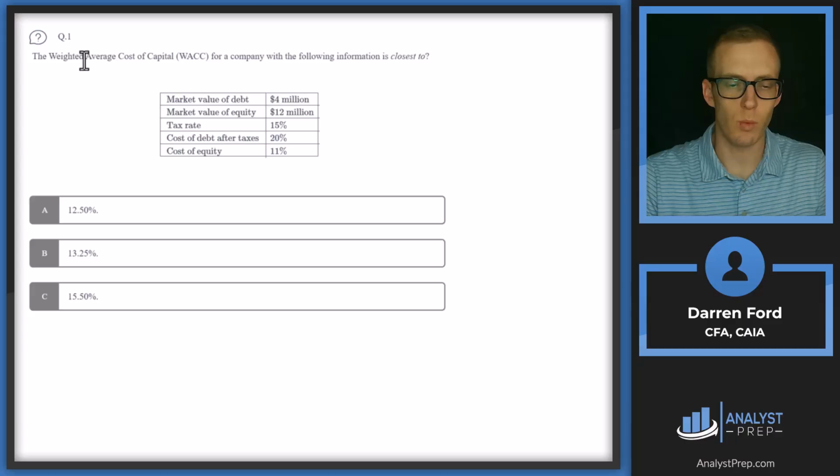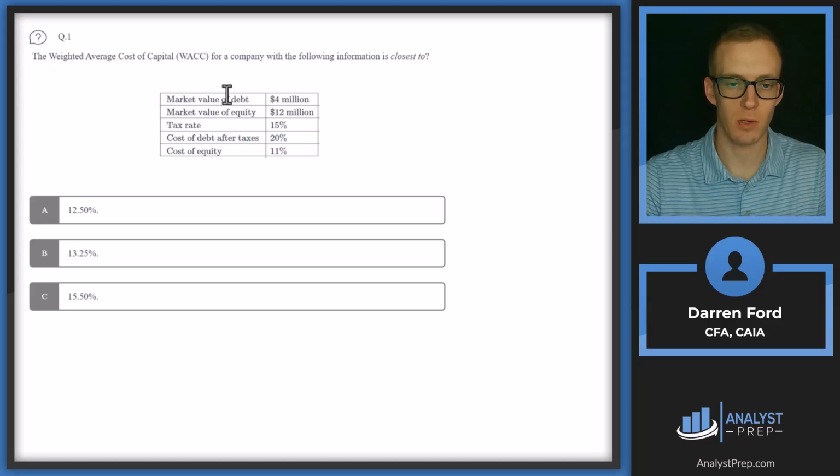All right, we're looking at question 1 here. The weighted average cost of capital for a company with the following information is closest to. So we've got market value of debt, market value of equity. So we'll be using these two figures to calculate the weighting of the debt and the weighting of the equity. That's going to be that weighted average part of this.